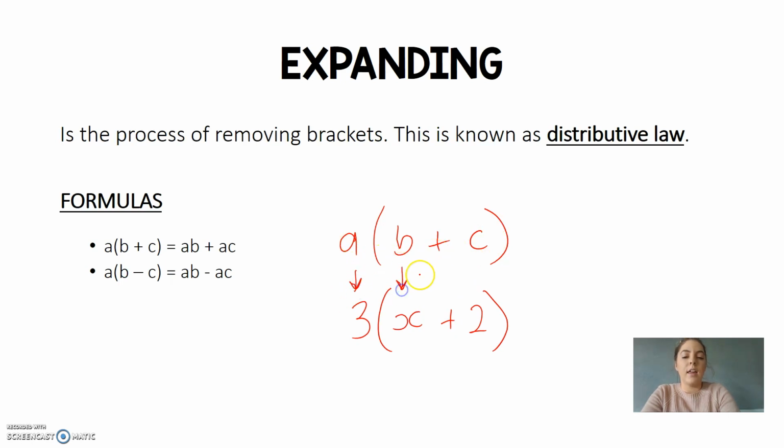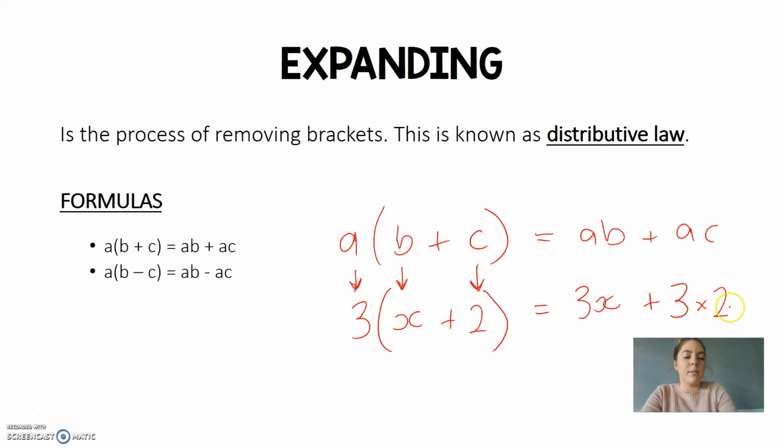3 is a, x is b, c is 2. These are variables, but in this step we're only putting the letters there so that we can substitute them with the equation that we have. We now know that when we write that, it equals AB plus AC based on our formula over this side. So I have a look. A is 3, B is x, and C is 2.